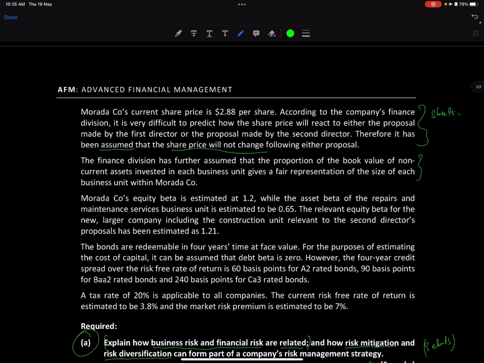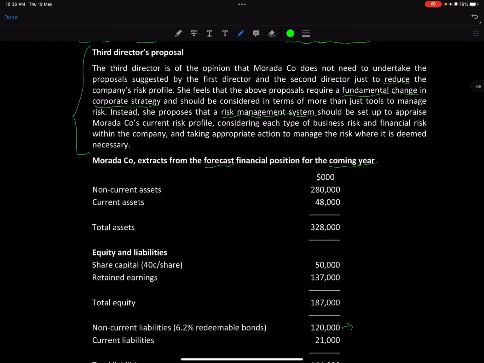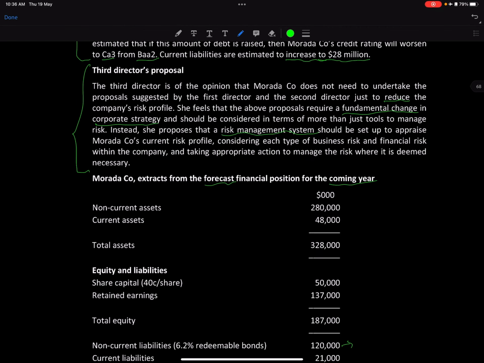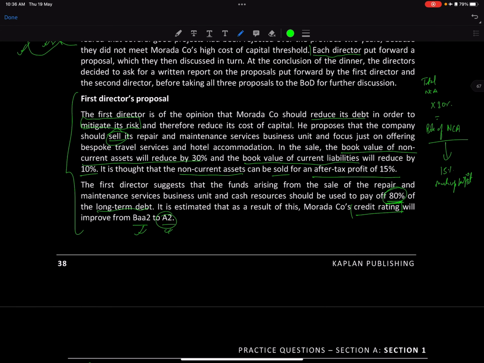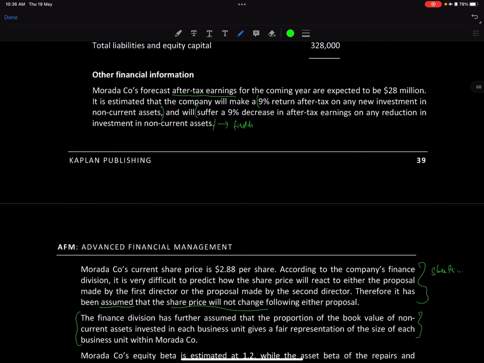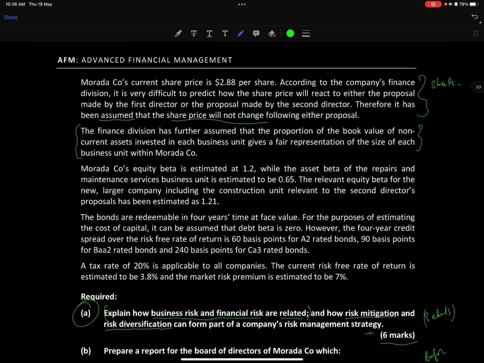What about this one? The finance division has assumed that the proportion of the book value of the non-current assets invested in each business unit gives a fair representation of the size of the business unit within Morada. Why have they given that? So what's the proportion? Let's say how much we are selling off, then we can reduce from there, 30%. The book value of non-current assets will reduce by 30%. So that's the share of the repair business, right? So 30% belongs to repair.